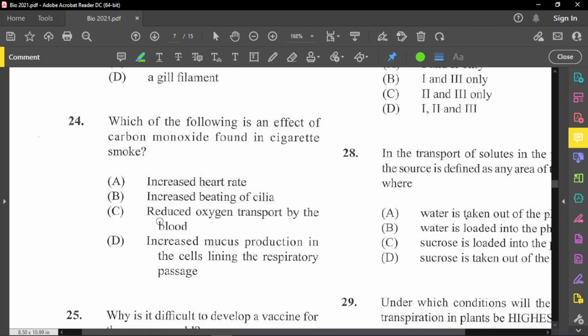And option C is saying that it reduces oxygen transport by the blood, which is definitely true because, again, when tar builds up inside of the alveolus, then it will be difficult for oxygen to pass over into the blood. So definitely it reduces the amount of oxygen. So yeah, that's a nice one. D is increased mucus production in the cell lining of the respiratory passage, which is not true because again, the mucus will become hard due to a buildup of tar. Okay, so 24 is C. Let's jump to 25.